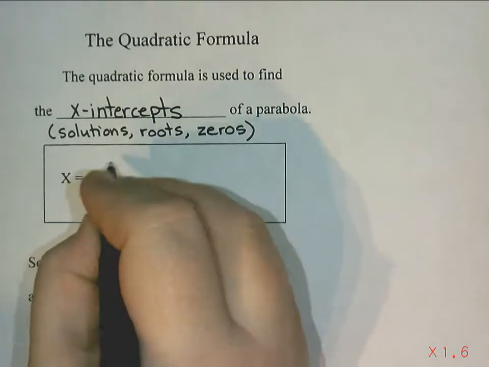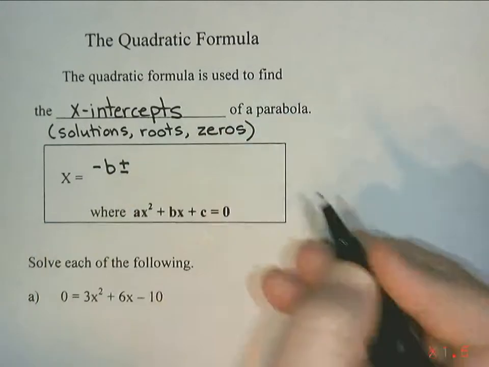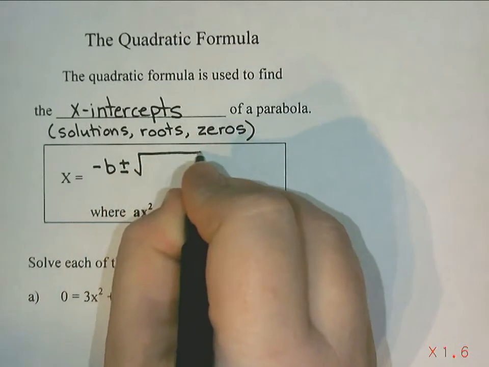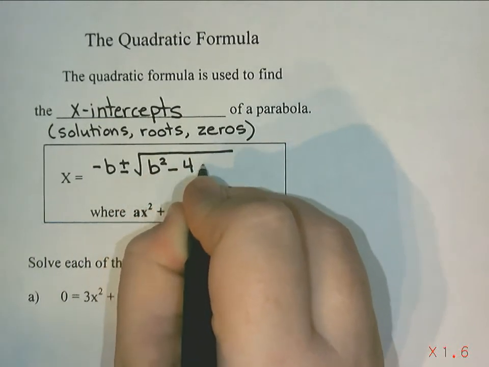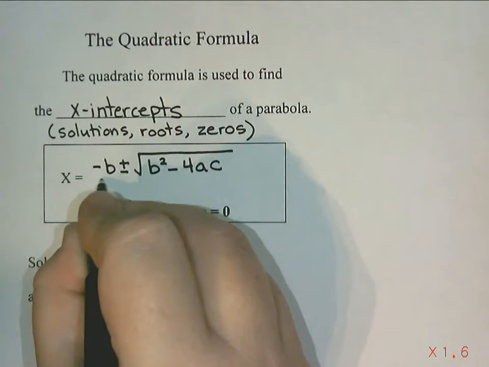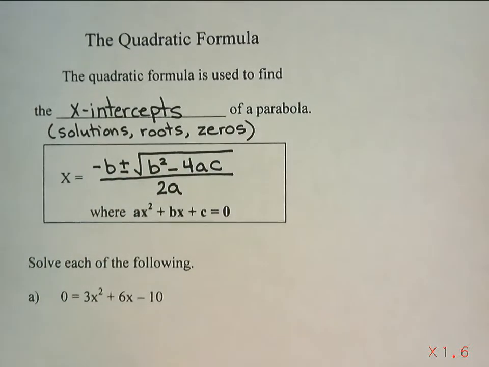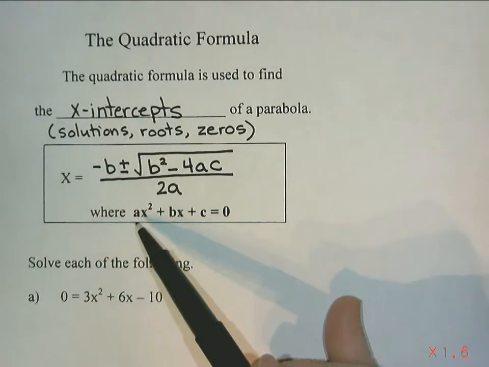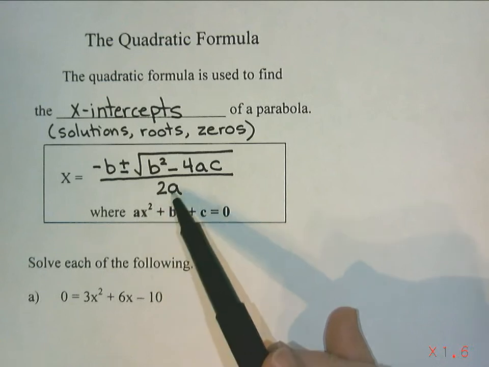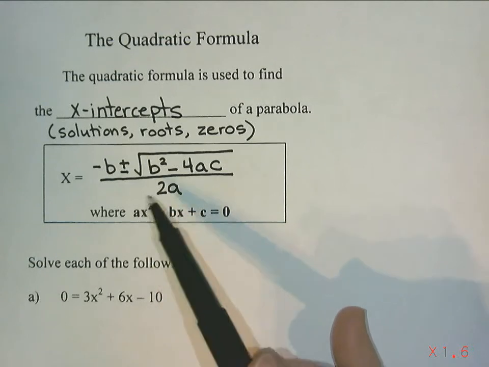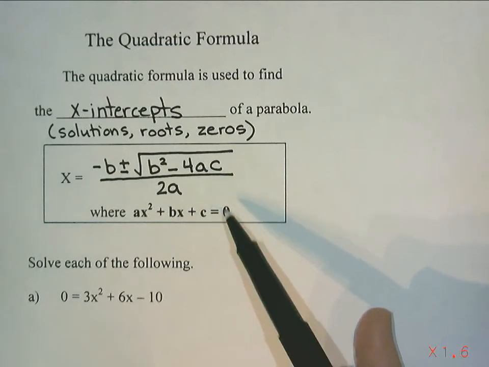So it's x equals negative b plus or minus, and we'll talk about that in a second, the square root of b squared minus 4 times a times c, all divided by 2a. Now, a, b, and c are the coefficients of different parts of your quadratic. So the a is always the number in front of the x squared, b is the number in front of the x, and c is the number that doesn't have an x with it.